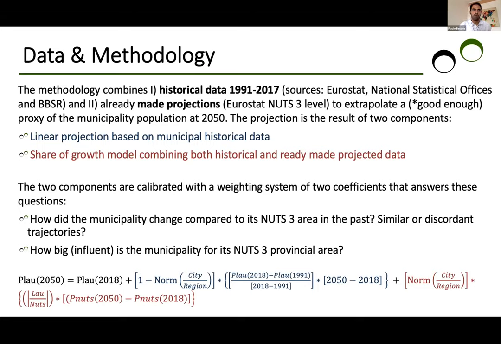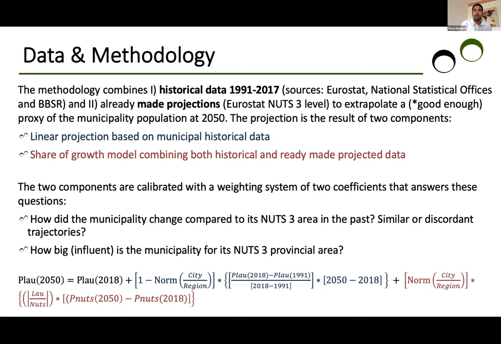Roughly, these two coefficients want to correct the formula, adjust it, and they answer to two main questions. So how did the municipality population change compared to its NUTS-3 area, meaning the provincial area, in the past? So if there were diverging trajectories or rather similar, and in which dimension they were similar, of course. And then the second question to adjust the formula is how influential is the municipality of observation in its provincial area?